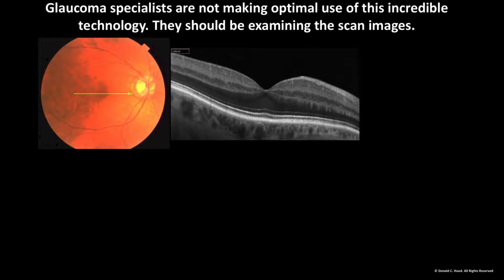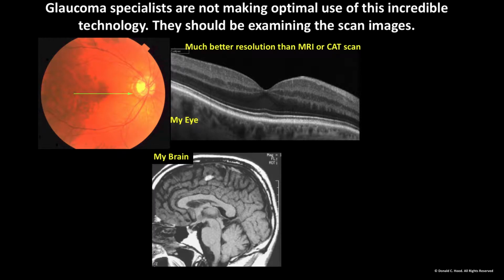They should be looking at scan images. And to bring this home, I want to compare this OCT image here of my eye to the OCT image of my brain here. There's much better resolution in the OCT of my eye than the MRI of my brain by about 2 orders of magnitude, or about a factor of 100. To bring that home, what I'm showing here is the 6 millimeter section that would be the same size as this scan. So if you blew this up, you would see nothing. But you have all this detail in that same area.